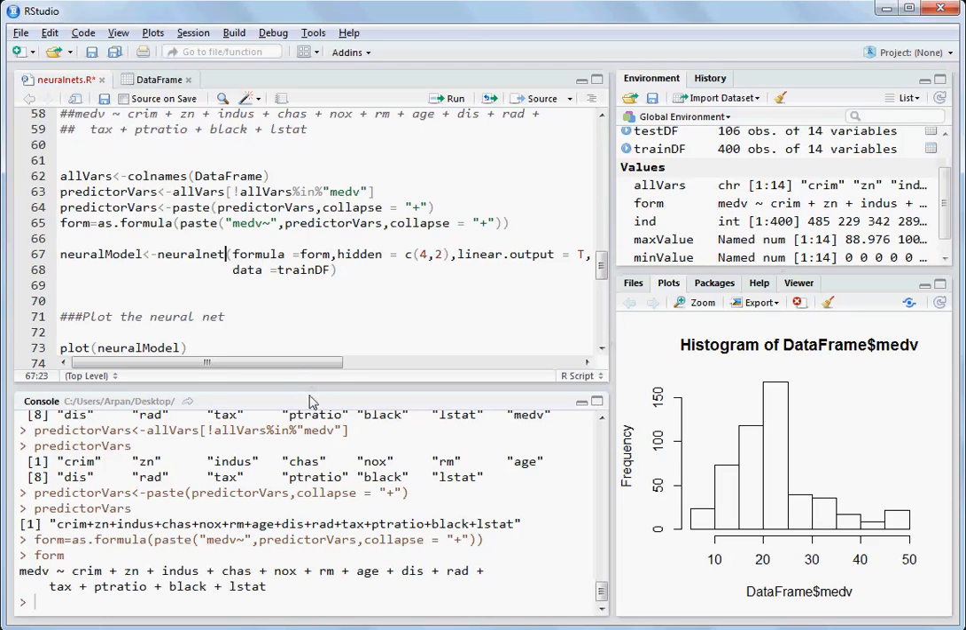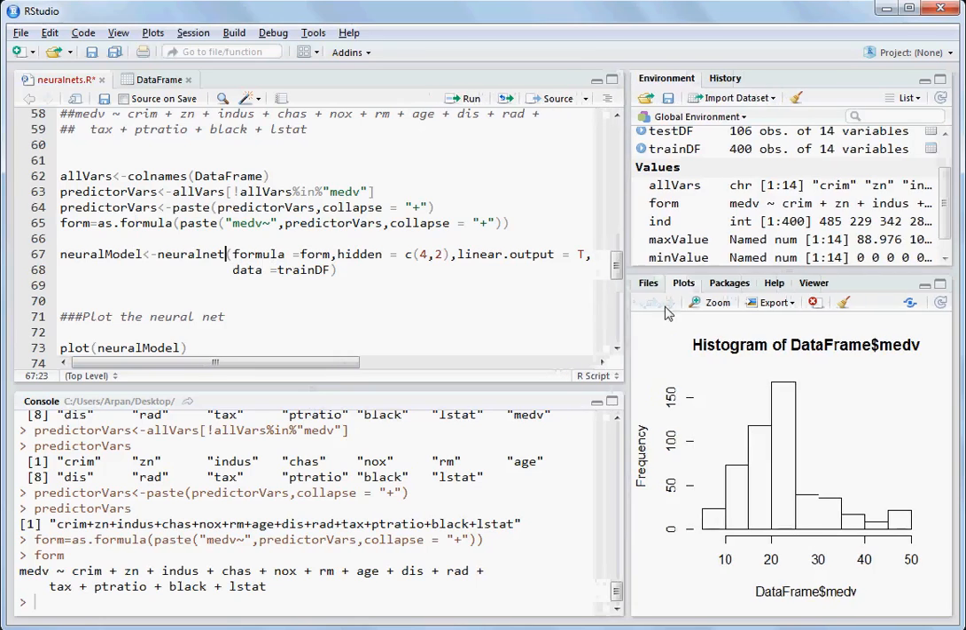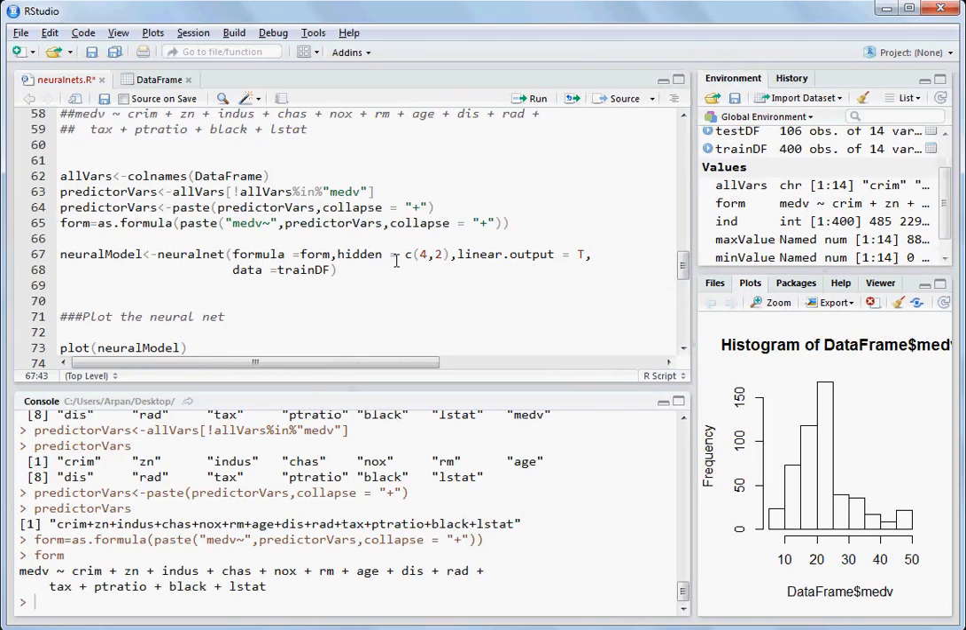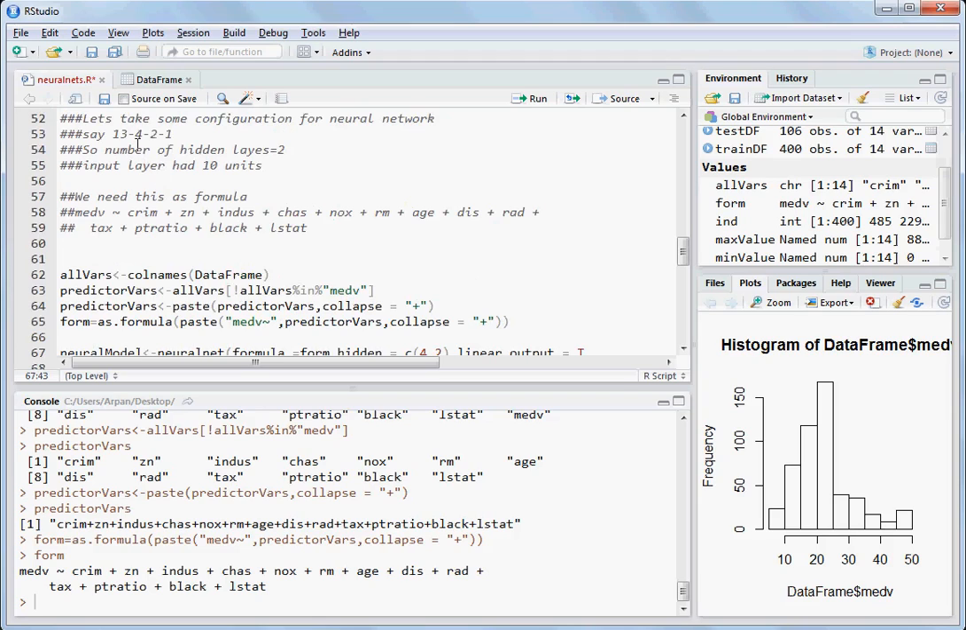So now fitting the neural net model. We have two hidden layers, and the number of hidden units in the second layer is 4, and in the third layer is 2. So we are using the configuration 13, 4, 2, 1. That means there are 13 predictor variables, 4 is the number of hidden units in the second layer, 2 is the number of hidden units in the third layer, and the fourth is the output which we want to predict.